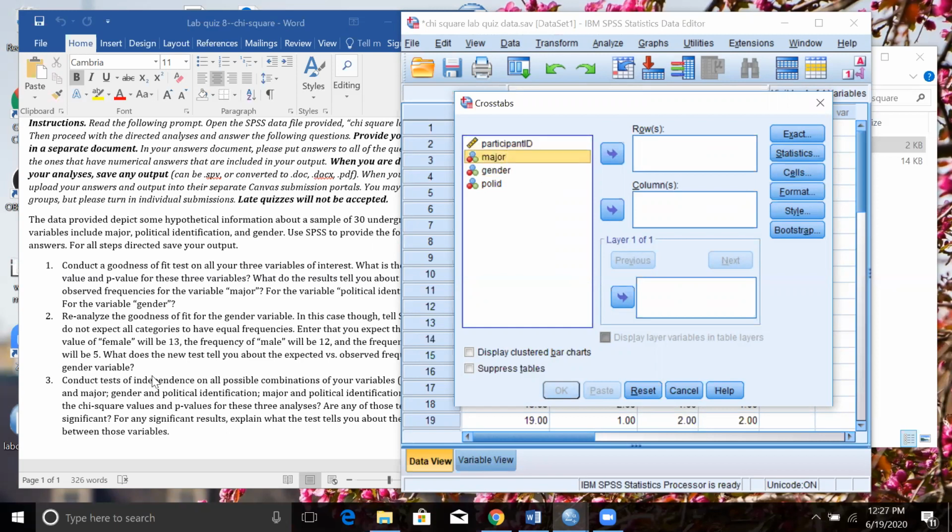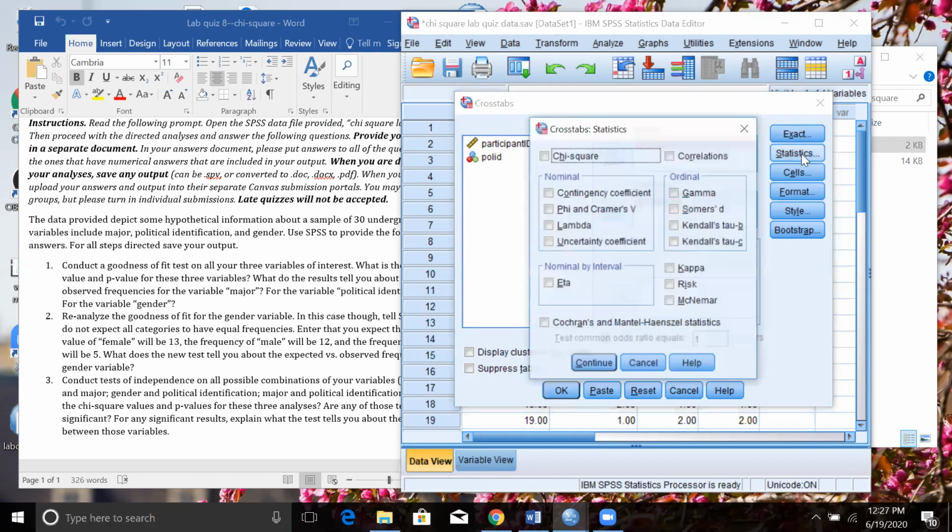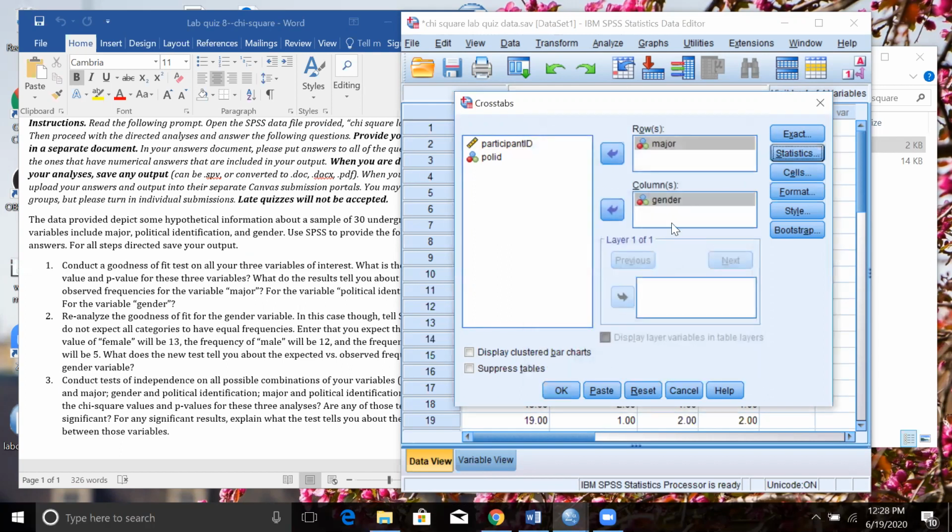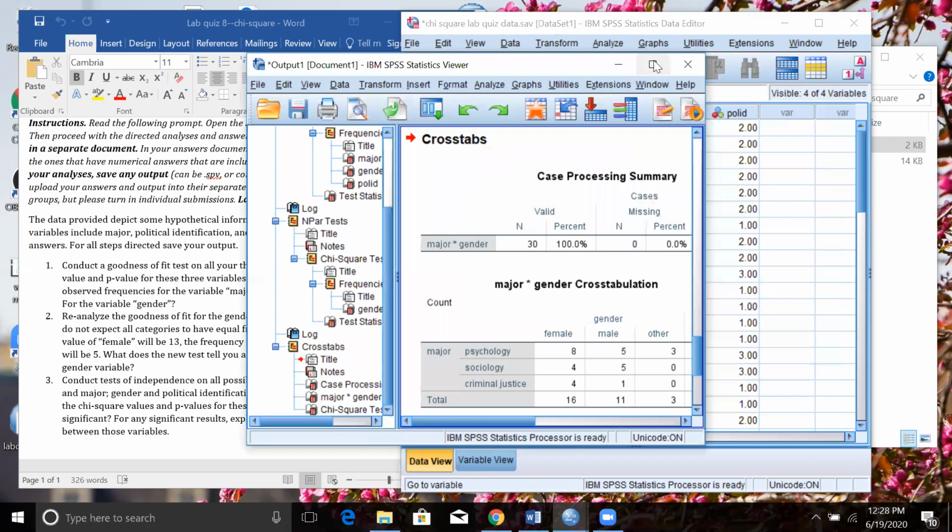For the first chi-square, gender and major, you're going to put one of the variables in row and the other in column. If we were to stop here, it would just show us a cross-tabulated frequency breakdown. To run an actual chi-square, you select statistics and you hit chi-square. Like I said, it's not the most intuitive place for an inferential two-way chi-square test. So from there, we hit OK.